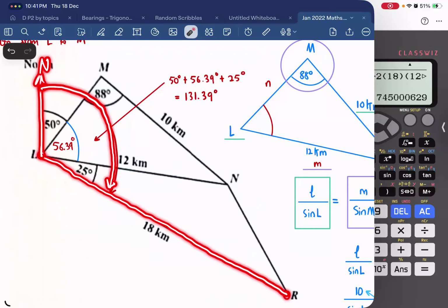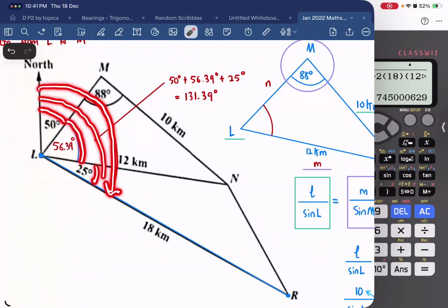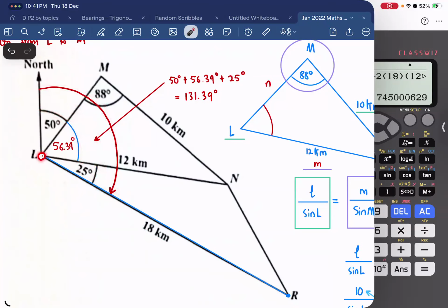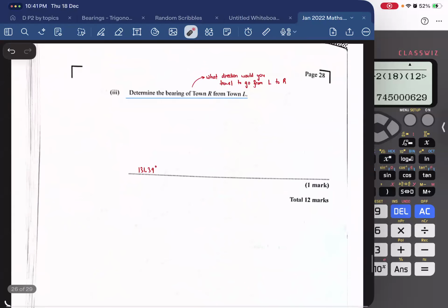So that angle has to go until it touches the line connecting L to R. So we keep drawing it until it touches LR. And you see, we have 50 here, we have 56.39, and we have 25. We just have to add that up to give us the full angle. And that's the bearing that would take you from L to R. So you understand bearings now? Yes. Okay, great.